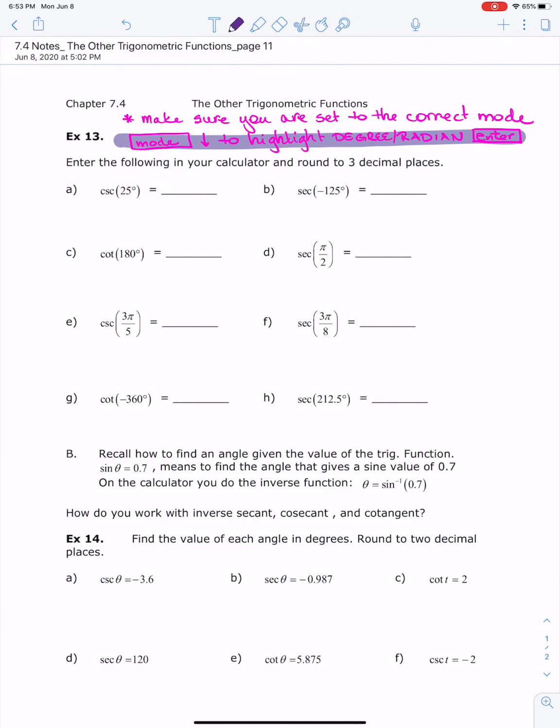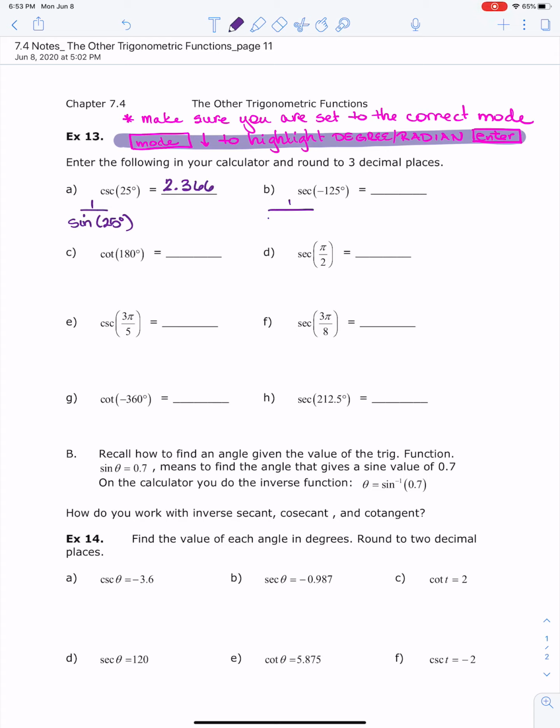Okay. So cosecant. Cosecant is 1 over sine. So what you are plugging into the calculator is 1 over sine, 25 degrees. Make sure you are set to degrees. We're going to round to 3 decimal places. That's what it asks for. I got 2.36620, so 2.366.